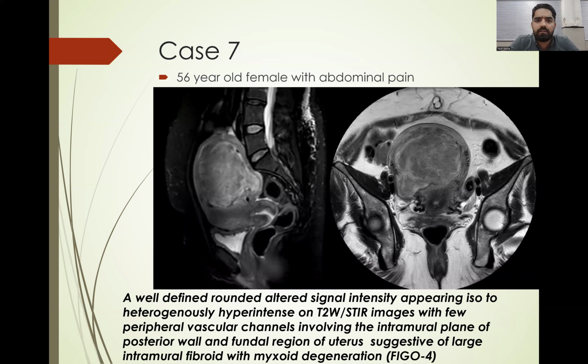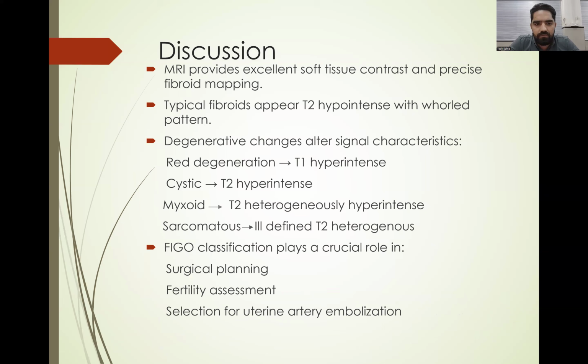Case 7 is a 56-year-old female with abdominal pain, a well-defined rounded altered signal intensity lesion appearing iso to heterogeneously hyperintense on T2 and STIR images with few peripheral vascular channels involving the intramural plane of the posterior wall and fundal region of uterus, suggestive of large intramural fibroid with myxoid degeneration, FIGO 4 classification.